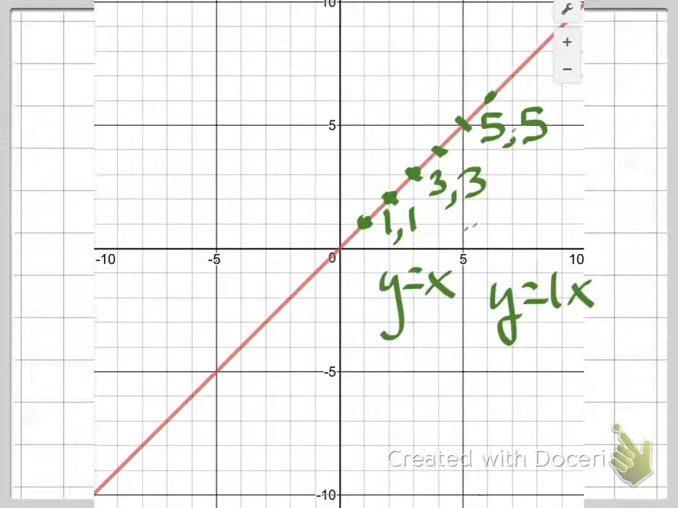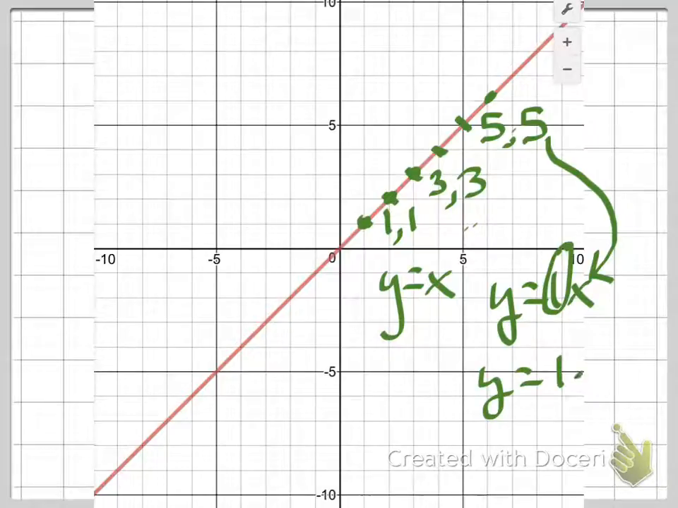The reason that this always works is because what I'm doing is I'm plugging in the value of x and I'm multiplying it by the coefficient. In this example, the coefficient is understood again to be 1. So if I say that x equals 5, then so would y. They can always be shown on a graph.